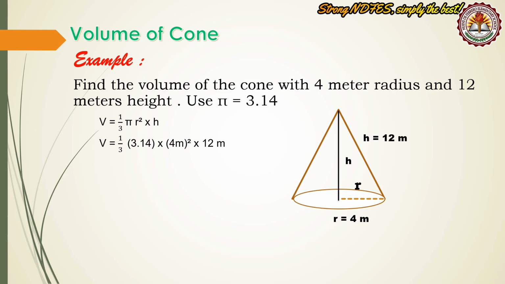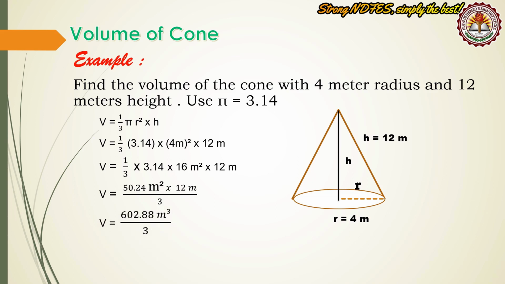Next is volume equals 1/3 times 3.14 times the product of 4 meters squared, which is 16 square meters, times 12 meters. Next step is get the product of 3.14 times 16 square meters. The result is 50.24 square meters. Then multiply the height, which is 12 meters. Then put the denominator 3. So, we get the product of 602.88 cubic meters over 3.